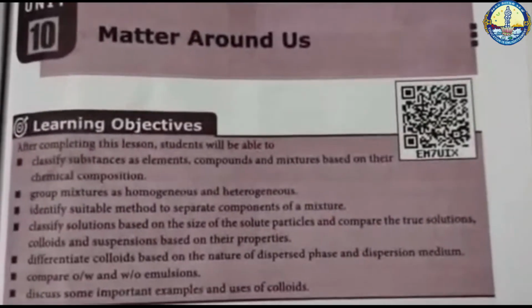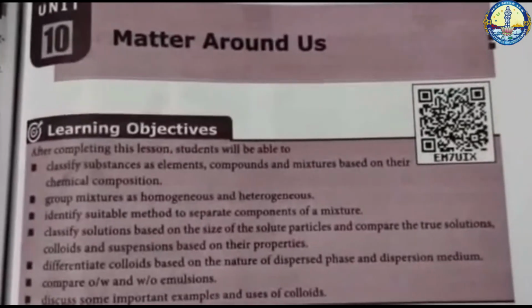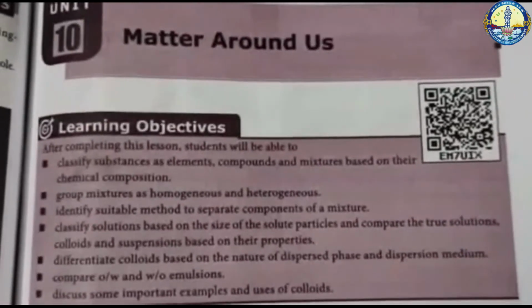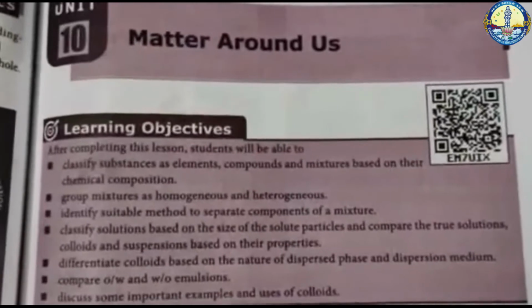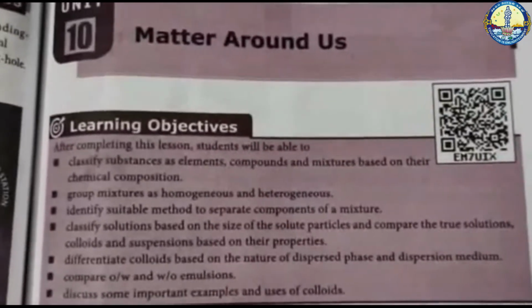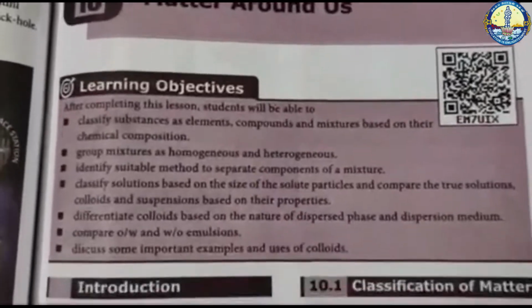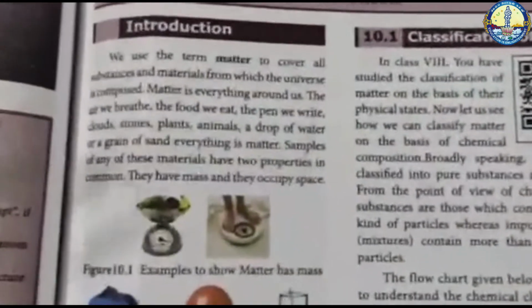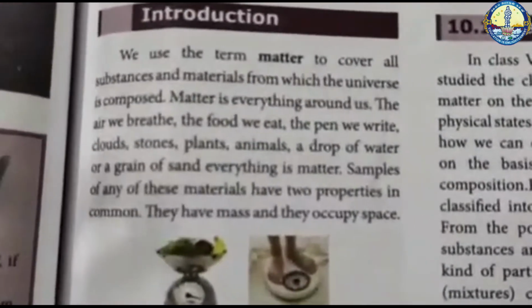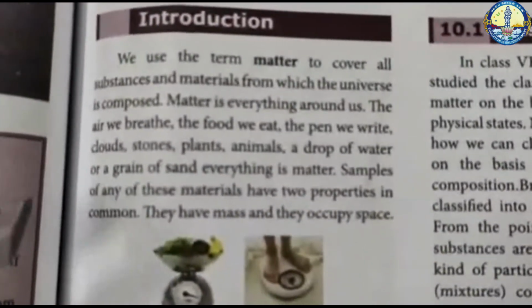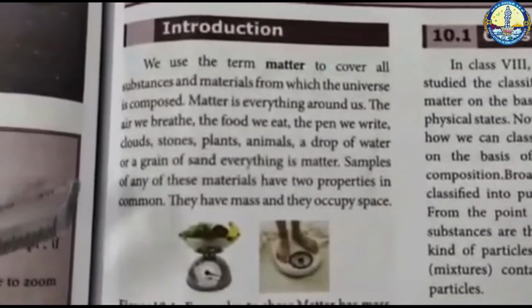Let's look at the first chapter, Matter Around Us. In class 8, you have studied the introduction and classification of matter. Now in class 9, we will study in brief. Introduction. You know students, the term matter covers all substances and materials from which the universe is composed.